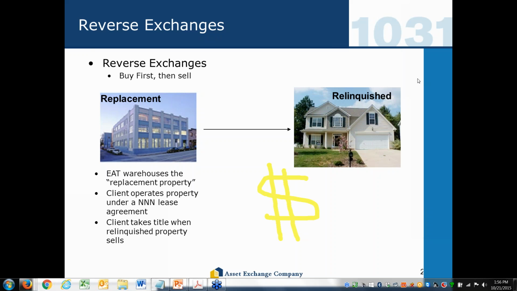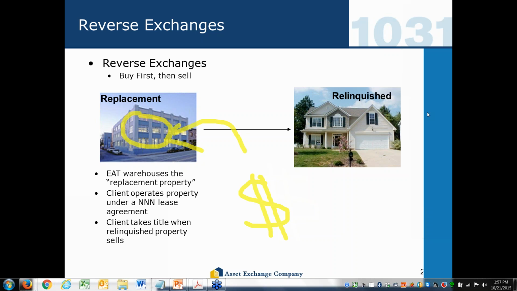All right, so the first problem is you don't have any money because you haven't sold anything, but let's say you do. Let's say you got 100 grand laying around that you can use. And you say, well, geez, that is certainly enough for a down payment on this property that I want to buy. Well, the problem is you still are going to have to go get some more money in the form of a loan. And the bank that's loaning you the money to buy this replacement property is not going to be happy that it's part of a 1031 exchange. Most banks do not loan on reverse exchanges.